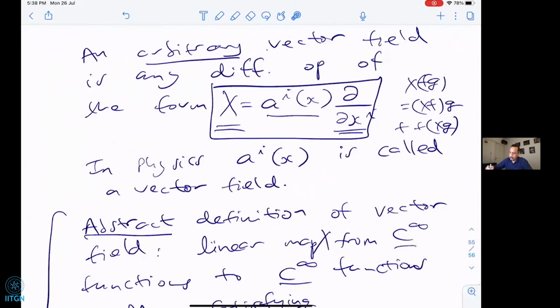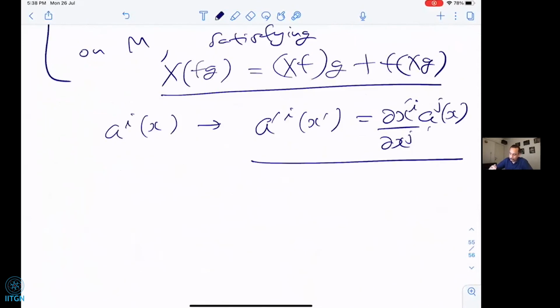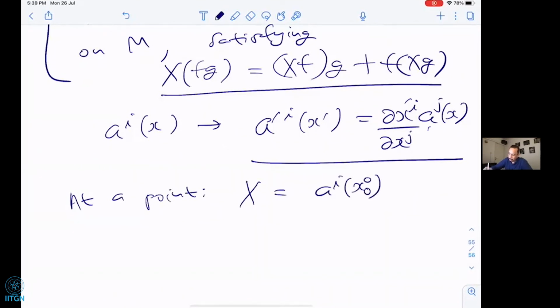This was the general description of a vector field, but at a point x0, I have to restrict that small x to x0. So x was ai at x0, just a particularly chosen point, d by dxi. And now you see that these ai are just numbers. So this is truly a linear combination of d by dxi's, and therefore d by dxi form a basis of the tangent space. Thank you so much. Basis of tangent space.